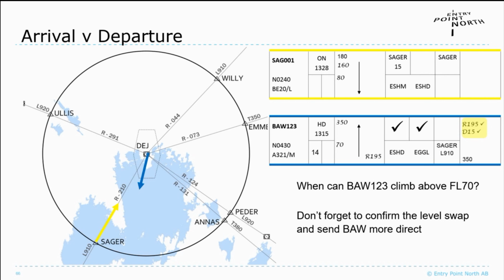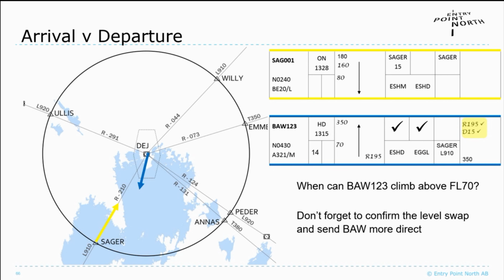Don't forget that at some point in time they're now going to be above Medical 001, and being a nice efficient controller that you are, you want to give them the most direct routing. So once Speedbird 123 is on top of Medical 001 and separated, then you can give them direct to Saga, or intercept radial 210, or direct to the next reporting point after Saga, of course, however you coordinate it with the departure sector.